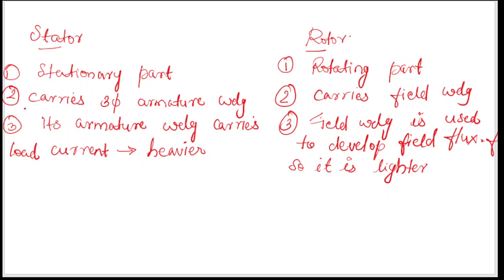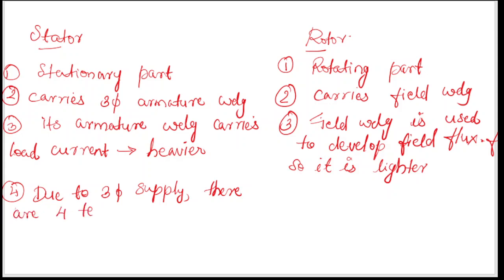Now we'll see the fourth point. Due to the three-phase supply, there are four terminals: R, Y, B and N. In the stator we are giving a three-phase supply, so there will be four terminals.